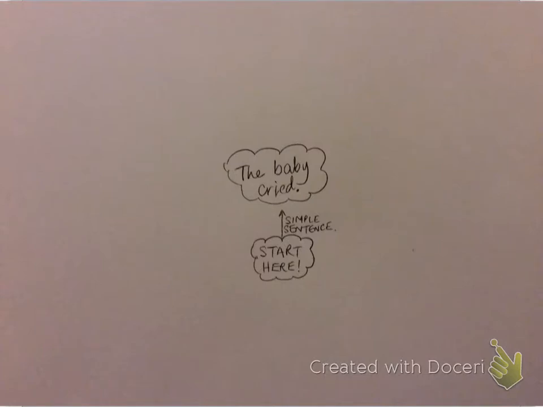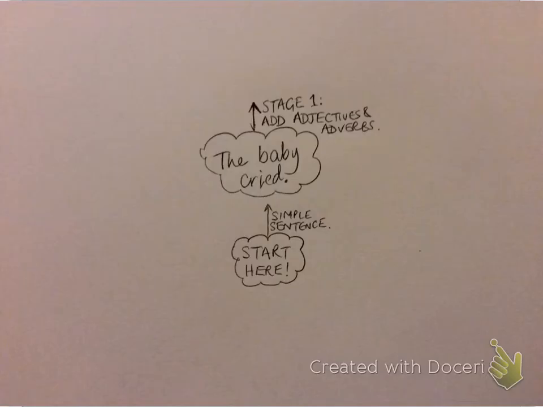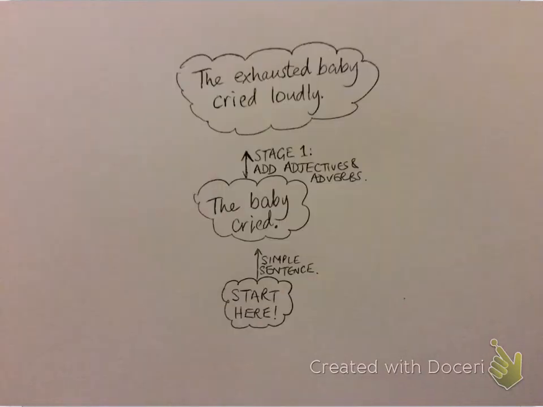In a sentence, to make it complete, you need a noun, at least one noun. You can have one, more than one if you like, and you need a verb, a doing word. So the baby cried satisfies this. It's a simple sentence. Moving on, we're going to improve this by adding adjectives and adverbs, just one of each.